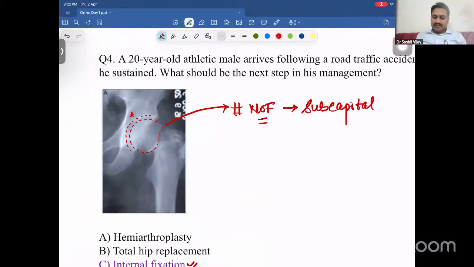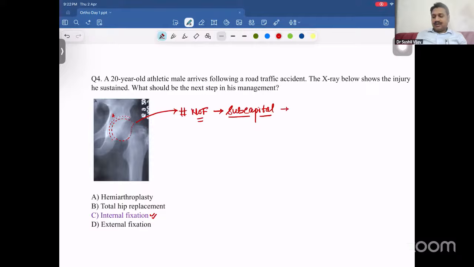It is subcapital. And subcapital, is it extracapsular or intracapsular? Suhail is right. Shubham is right. So it is intracapsular, right? So what is the age of our patient? 20, right? So arthroplasty, total hip replacement, when do we do it? When the age is more than how much? 65 years, right? When the age of the patient is more than 65 years. And if it is less than that, then we have to go for fixation only, right?